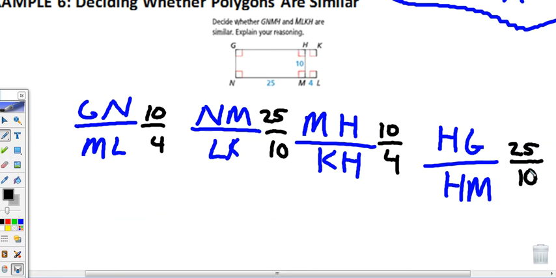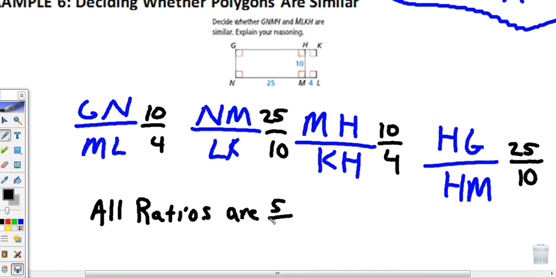Well, here's the deal. What's 10 divided by 4 going to equal? What's this going to equal? What's this going to equal? What's this going to equal? Since all those ratios simplify or divide out to be 2.5, are the figures similar? Yeah. All ratios are equal. Could I say all ratios simplify to 5 over 2? Is that okay? Sure. So, we would say GNMH is similar to which one?